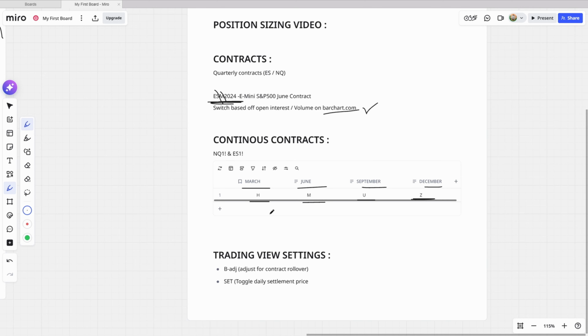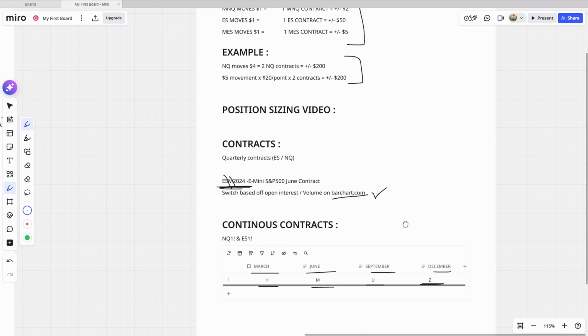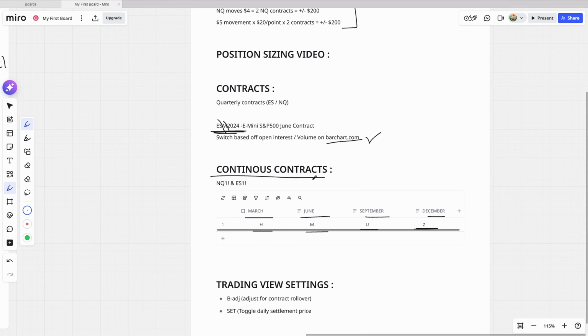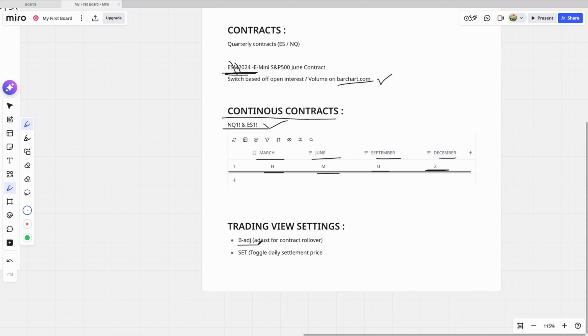Many traders, including myself, chart the continuous contract. That automatically rolls from one contract to the next. On TradingView, there are settings like Adjust for Contract Rollover and Daily Settlement Price. Adjusting for rollover helps smooth out price gaps when contracts switch.